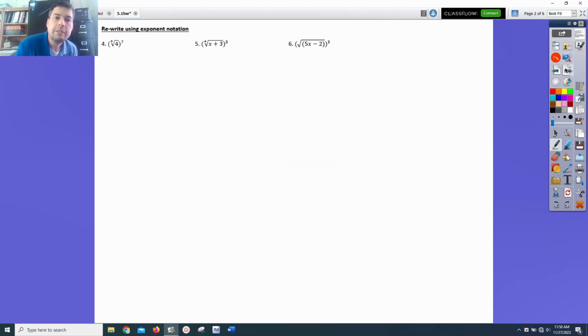All right, rewrite using exponential notation. Again, I don't feel like doing all of these. Number 6, we have the understood 2. That is understood.